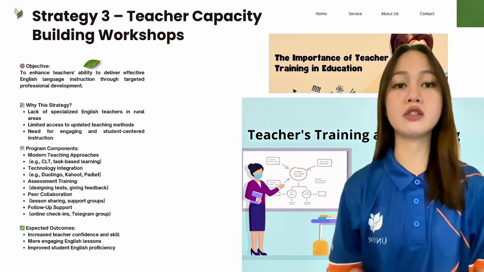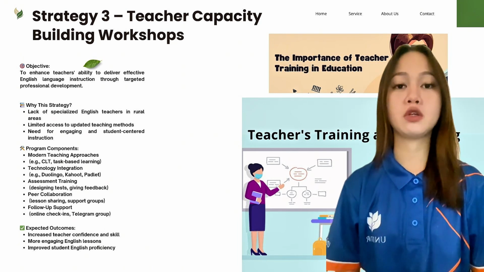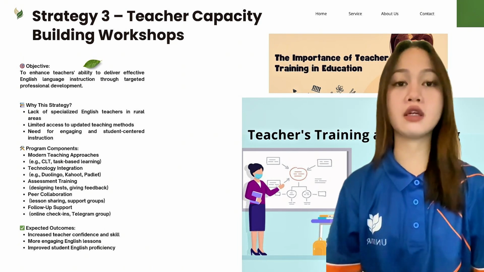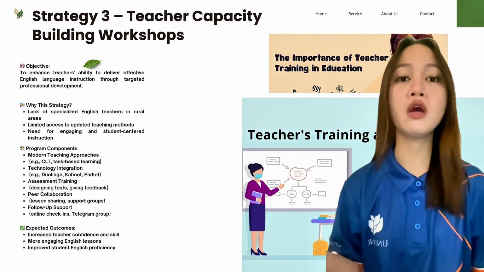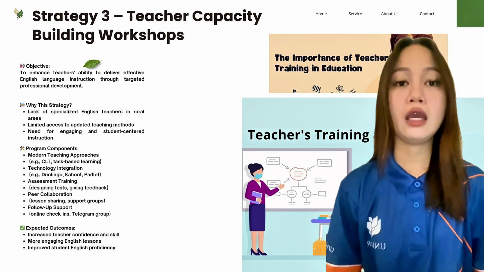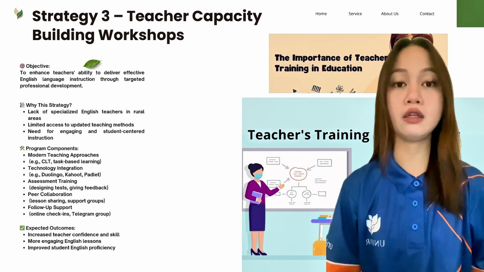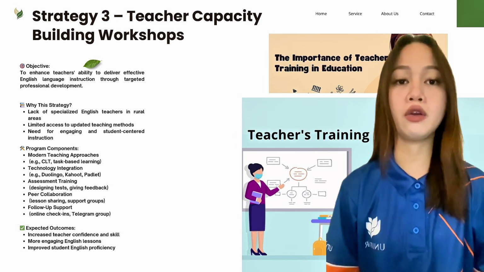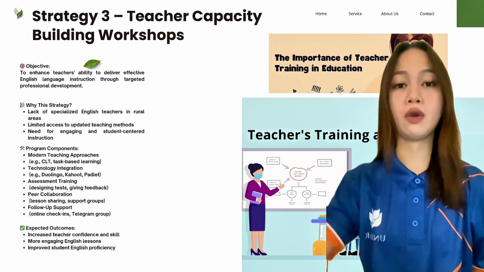Now I will present Strategy 3, the Teacher Capacity Building Workshop. The main goal of this strategy is to help teachers improve their English teaching skills through training and support. In many rural schools, teachers may not have a strong background in English or they are not familiar with the latest teaching methods. This affects how students learn and understand the language.